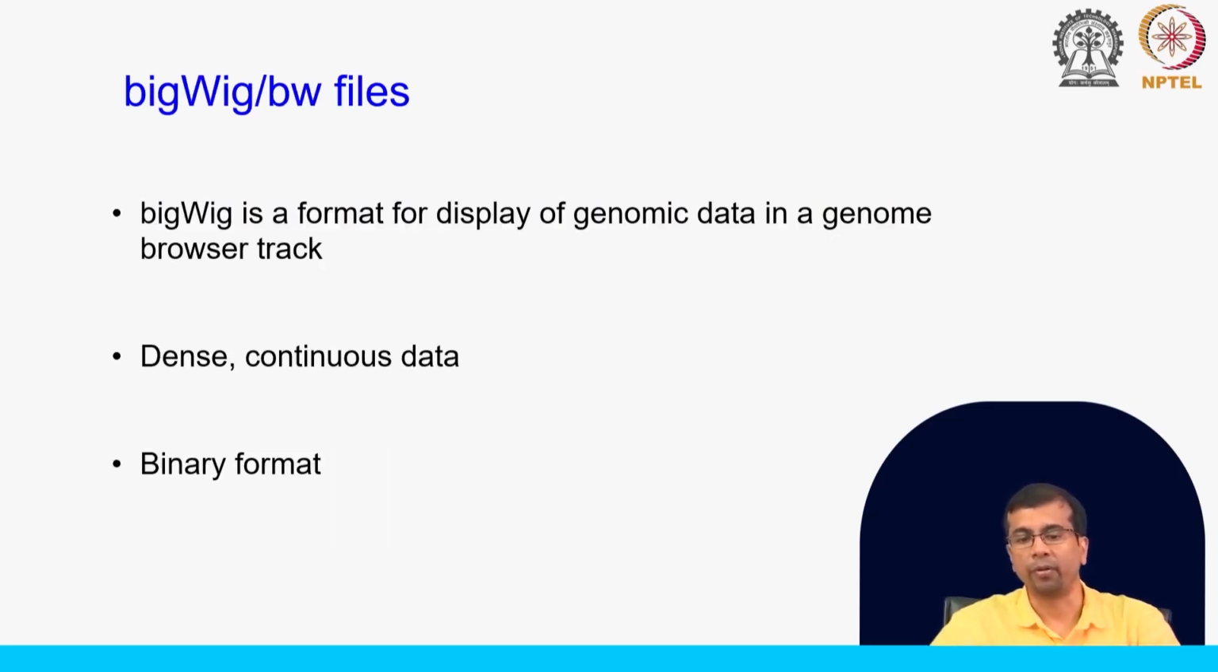So, bigWig is a format for display of genomic data in a genome browser track like UCSC genome browser track. These are dense continuous data and in binary format, okay. And the advantage is, of course, these are smaller files than the BAM files, right. So, as we have seen, when we start with BAM files, these BAM files are really big because they contain all this information about alignment, whereas these bigWig files or BW files, these are much more dense, okay. Only the regions where we have some read information are stored in these files, okay.